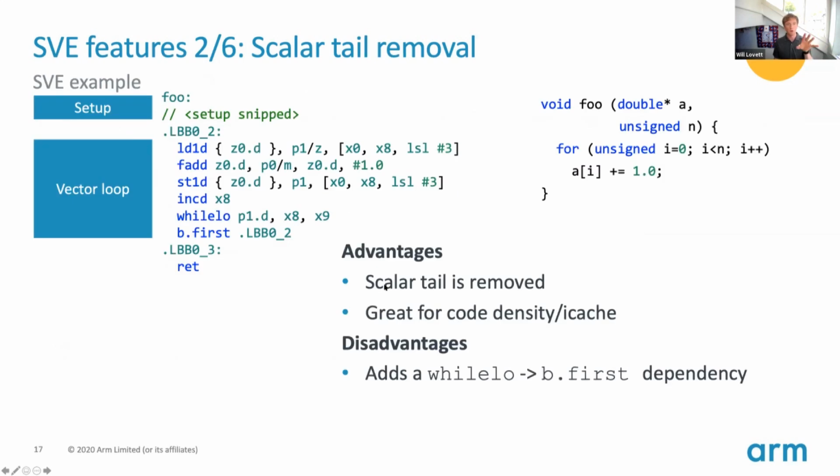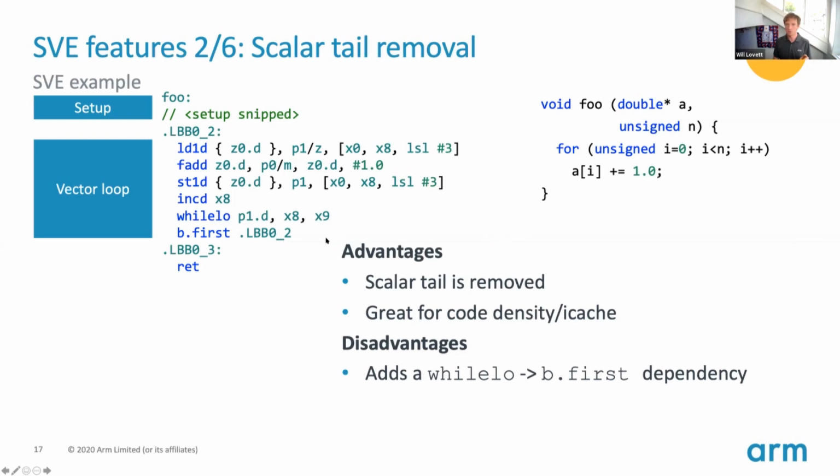So you end up with a loop structure that looks like this, where you have setup code and your vector loop, and instead of having a check and a scalar tail here, you use the vector body to mop up any remaining iterations. So that's great. It removes the scalar tail, which cleans up the code, which is good. It's really good for code density. It's really good for iCache usage.